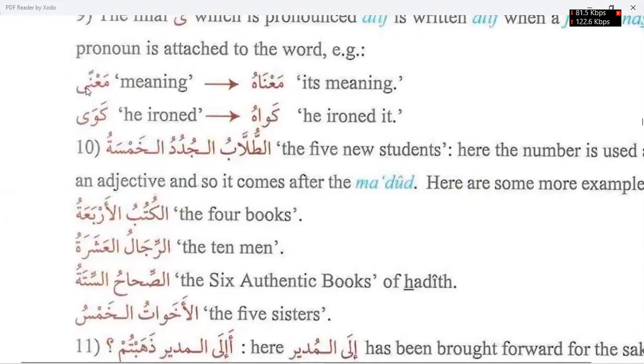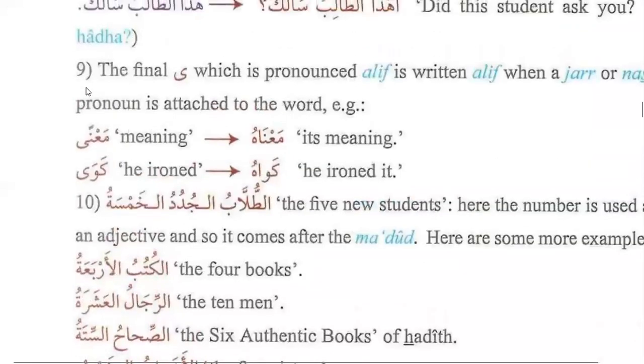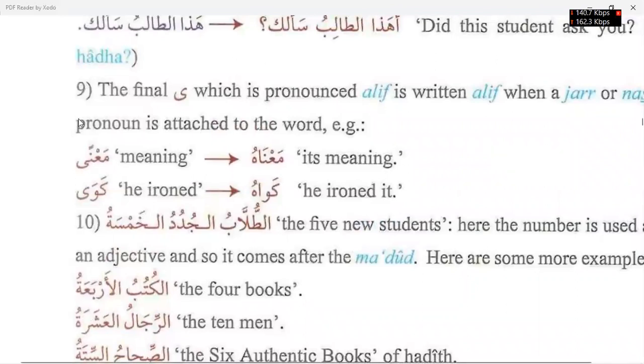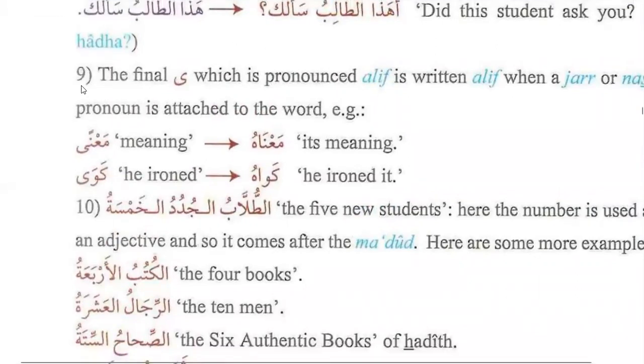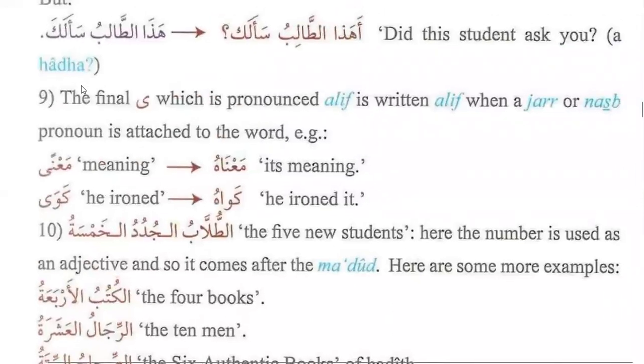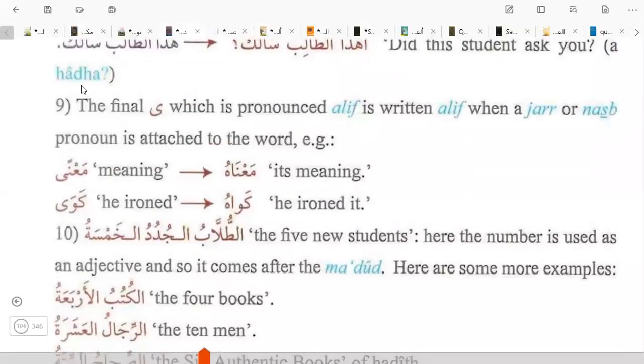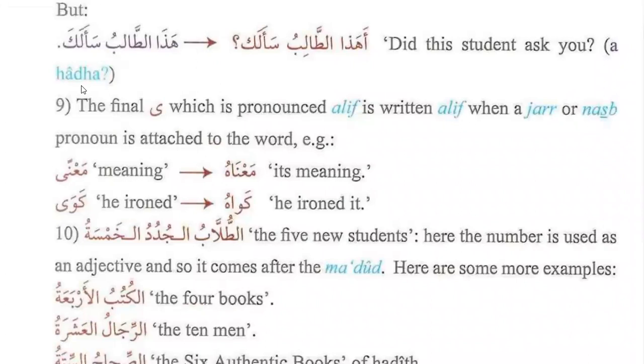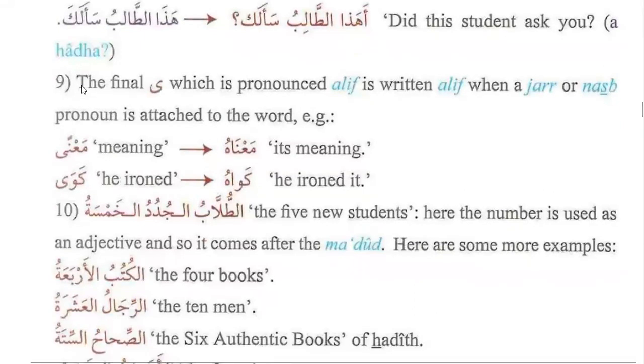The final A, which is pronounced Alif, is written Alif in a jar. Jar or nazab pronoun is attached to the word. Ma'nahu, its meaning. Kawa, he ironed. Kawahu, he ironed it.